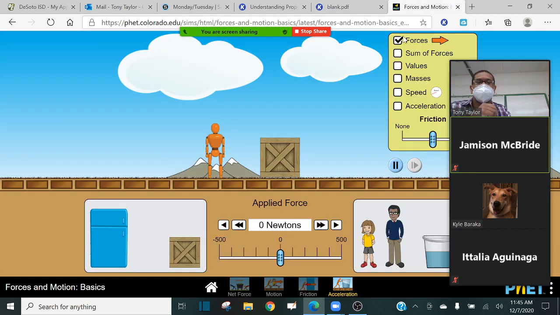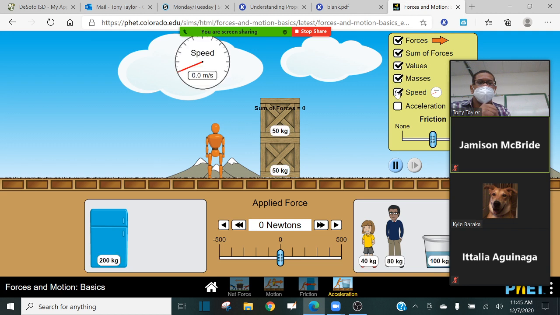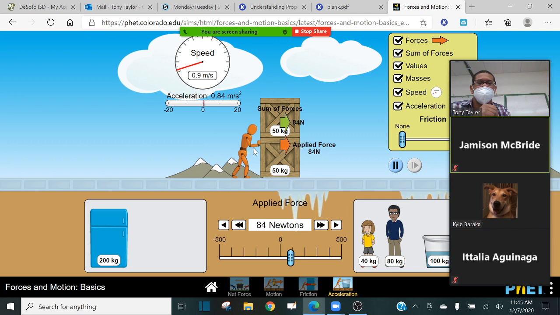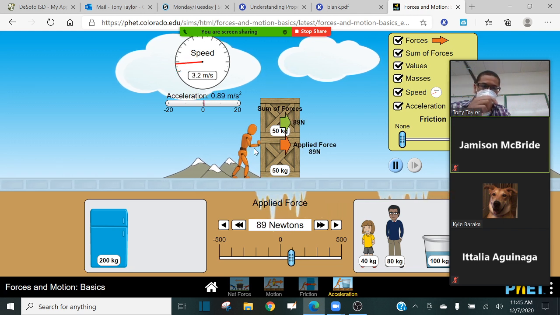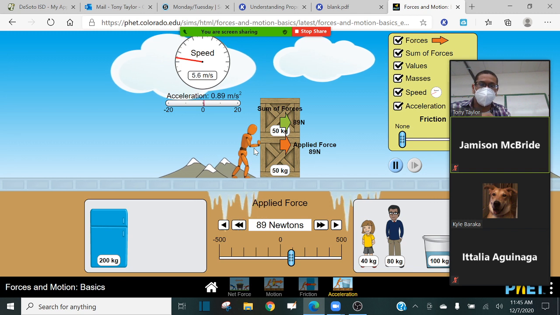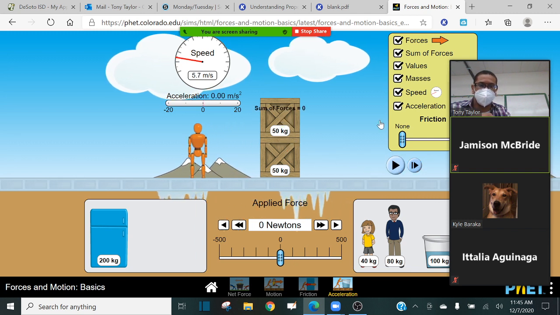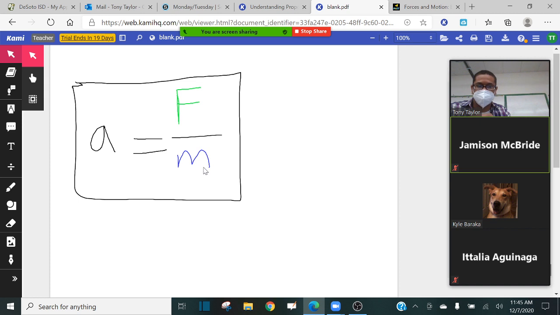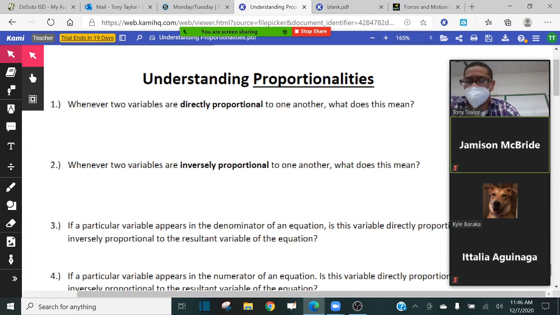And we clearly saw that acceleration and mass were inversely proportional, because as we increased the mass of our object, as we doubled the mass, we halved the acceleration. The acceleration decreased. So just something to keep in mind: acceleration and mass are inversely proportional, and we know that because mass is in the denominator. Force and acceleration are directly proportional, and mass and acceleration are inversely proportional. Now, guys, here's what I need you to write down.